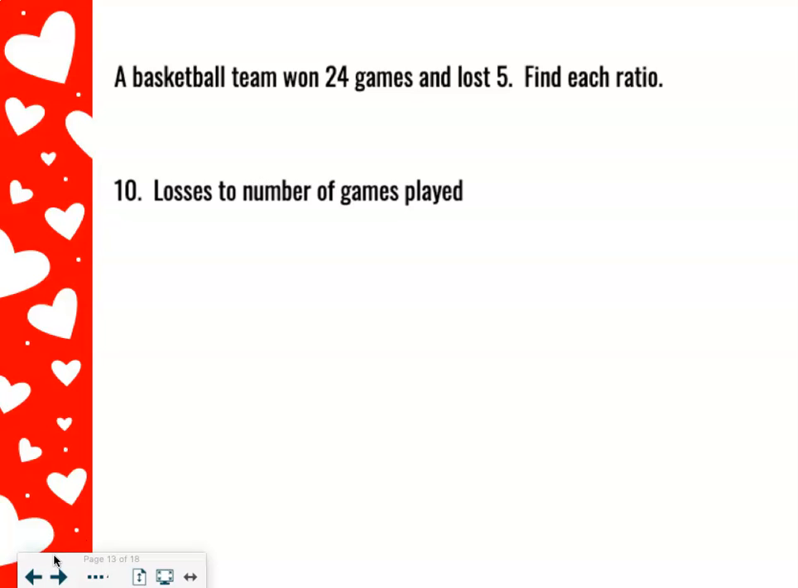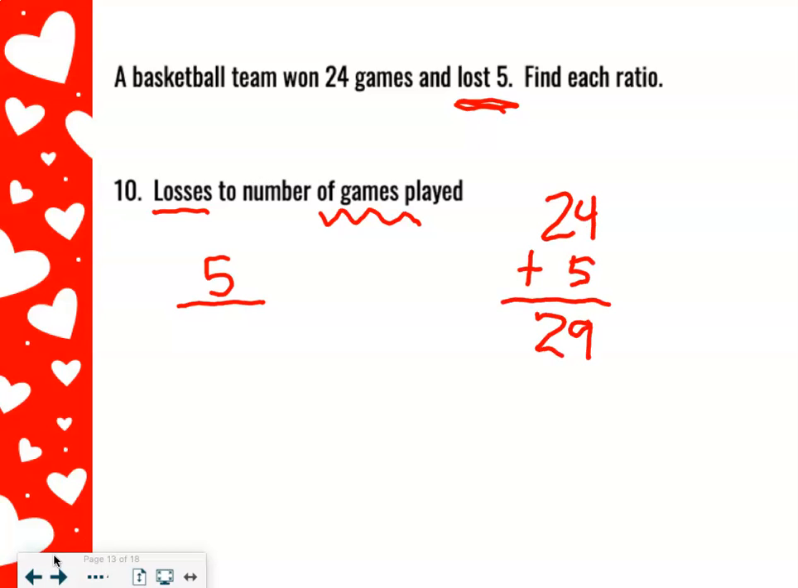Let's hop to number 10. It says a basketball team won 24 games and lost 5. Find each ratio. So we're just going to do 10 together, and you can go back and do the other 3 on your own. But we are comparing losses to the total number of games. So how many losses were there? There were 5. So I'm going to have 5 over how many total games? Well, if they won 24 and lost 5, they played a total of 29.